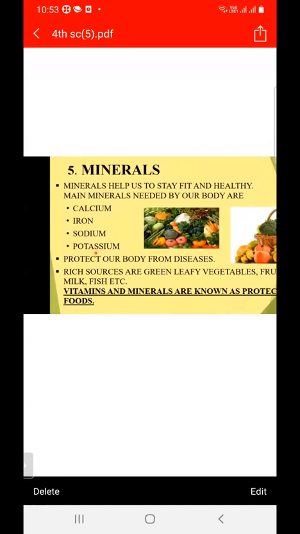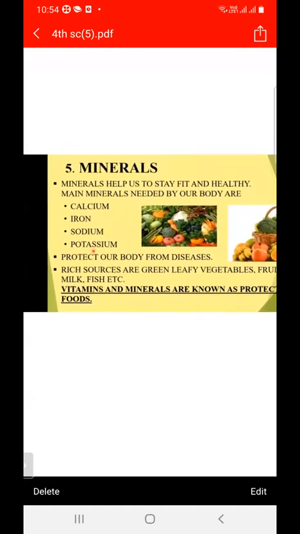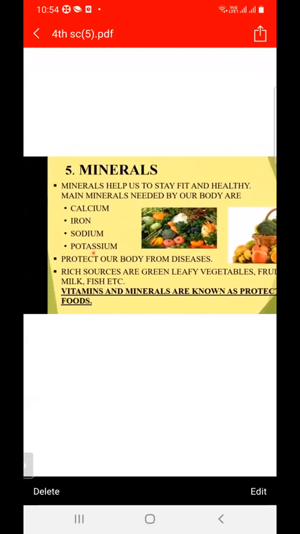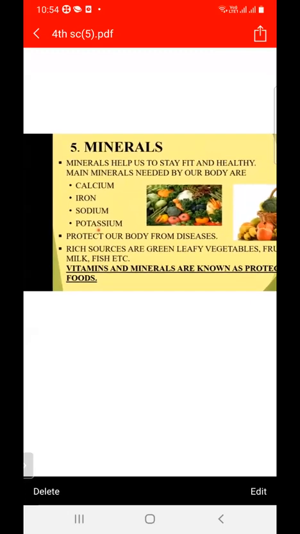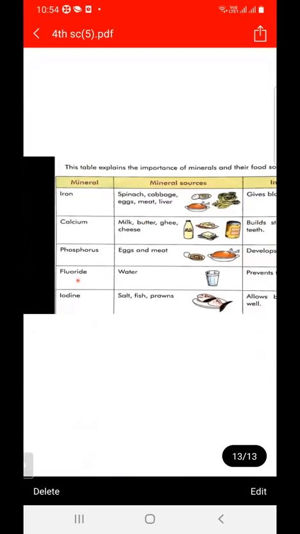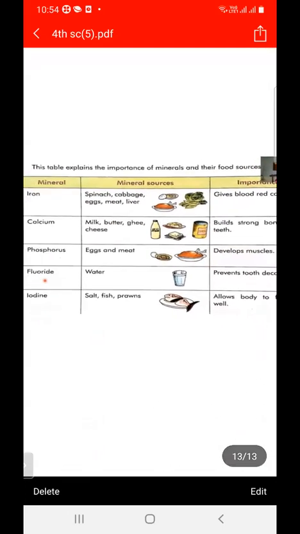And minerals help us to stay fit and healthy. And what are the minerals? Calcium, iron, sodium, and potassium. And they help our body fight diseases. And vitamins and minerals are called protective food. So these are the minerals.